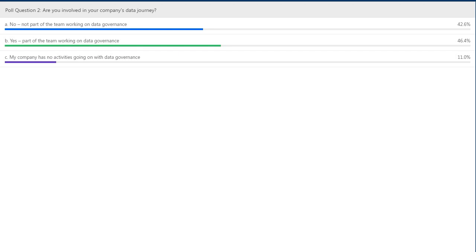So I hope by the time we get to the end of this session today, those of you that answered, my company has no activities going on with data governance, will be reaching out to the leaders in your company to learn more about maybe why they should be starting to be focused on that. And the other two groups, we'll be talking a little bit about why management accountants, CMAs, should actually be involved.